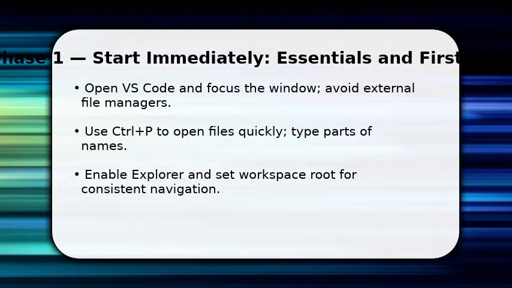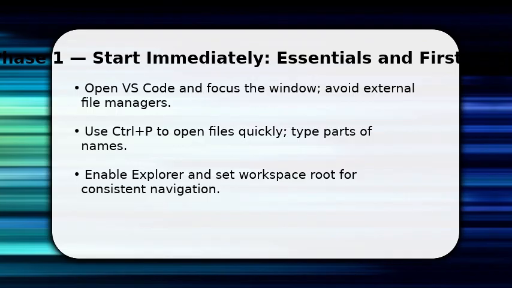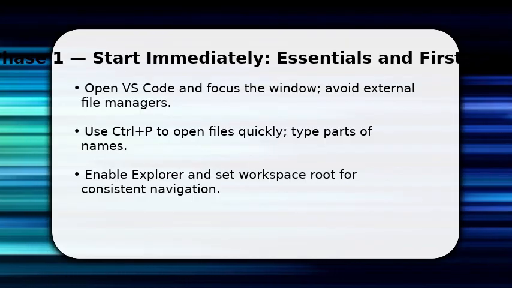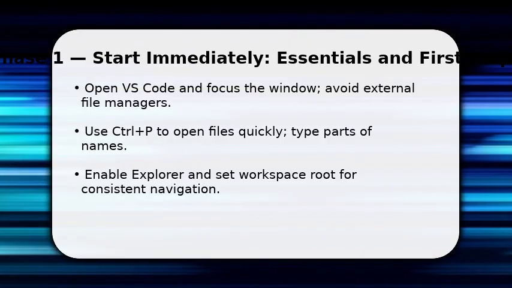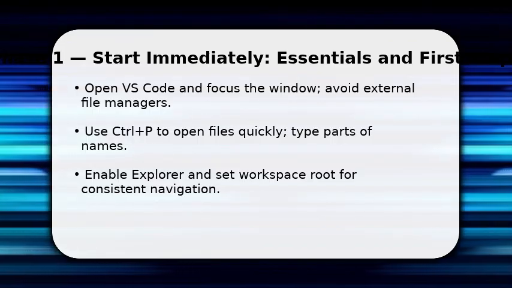You begin by opening Visual Studio Code and focusing the app, no extra tools. First, press Ctrl+P to jump to a file, type any substring to narrow results. Once done, open the Explorer pane and set your workspace route so paths remain stable. Make sure to enable server or remote extensions if you work on remote files. These initial actions reduce friction and let you move instantly between files and folders without hunting through menus.